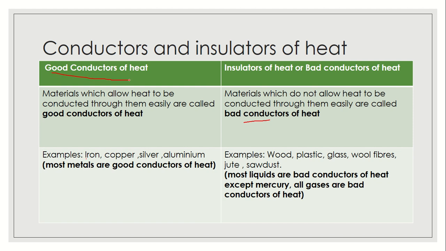The examples of good conductors of heat are iron, copper, silver, aluminium. We can say most metals are good conductors of heat. For insulators of heat, or bad conductors of heat, we have wood, plastic, glass, wool fibers, jute, sawdust. Most liquids are bad conductors of heat, but we have an exception, that is mercury. Mercury is basically a metal that is in the liquid state at room temperature. And all gases are bad conductors of heat, including air.